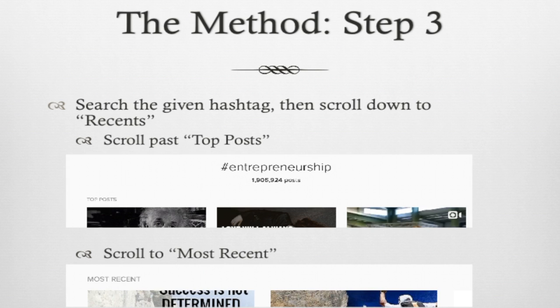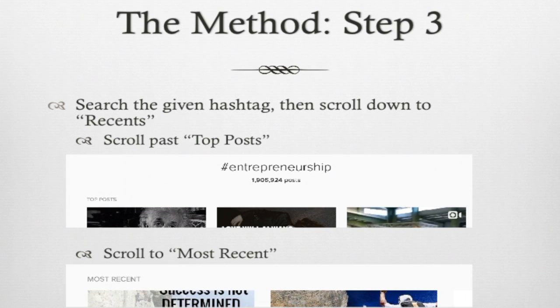Step 3. Once you've figured out your hashtag, and you're now going to search it on the Instagram native search engine, you're going to scroll down past top posts. The reason you want to scroll past top posts is that there's a specific type of person that we're looking for to network with, and top posts are not that person. I'll get into that a little bit later.